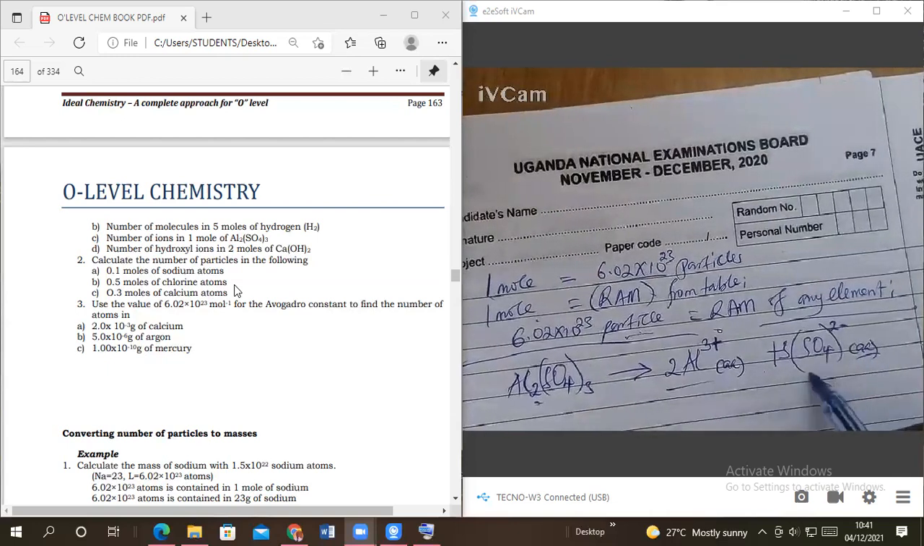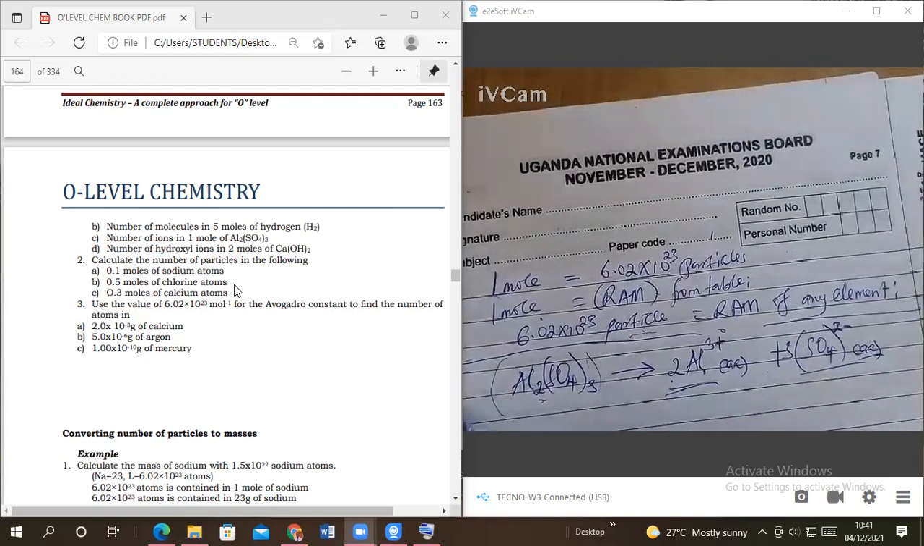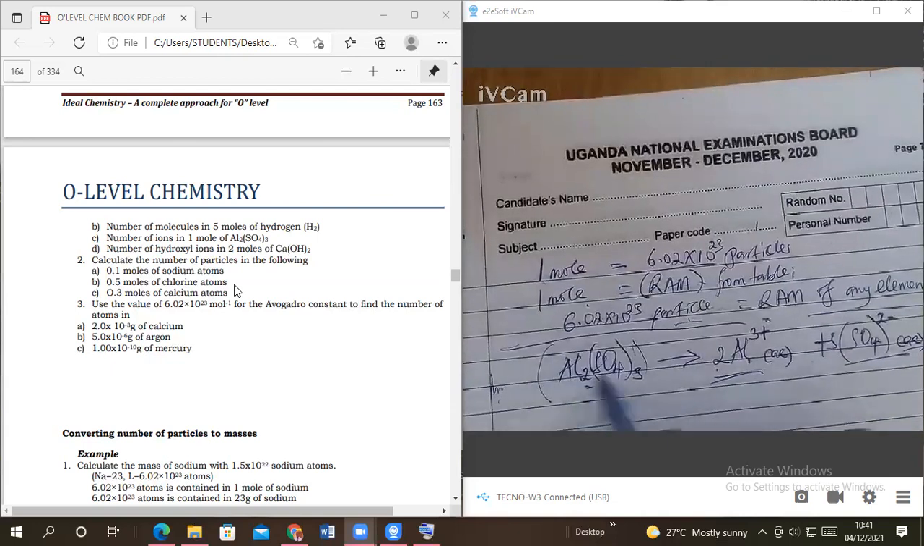Now, when they ask for anything here, find the number of aluminum ions in aluminum sulfate, in 1 mole of aluminum sulfate. Just know the relationship between aluminum sulfate and this. The rest, you will find them there.